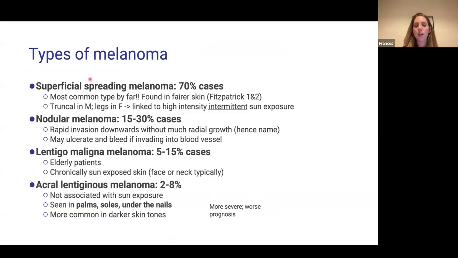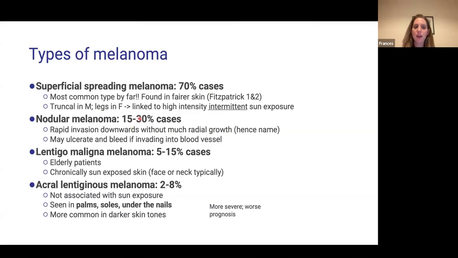The one that you're going to be seeing most frequently is superficial spreading melanoma. It is found in your fairer skinned individuals, classified as Fitzpatrick skin types 1 and 2. Much more common in the truncal areas in men and in legs in females. You can think of this as being to do with sun exposure, but this is intermittent sun exposure.